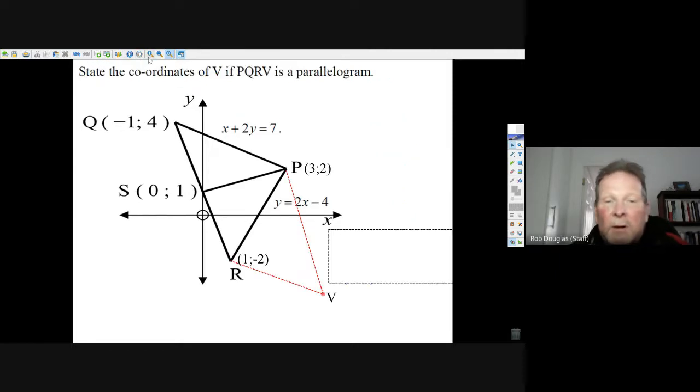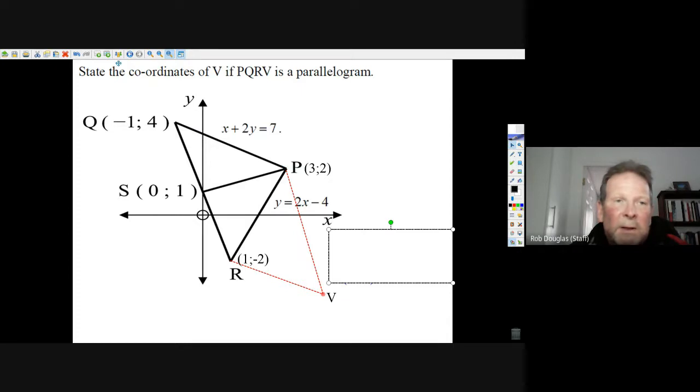The last question is really an easy one if you know what to do. First it says PQR. The only place V could be is down here. Well, how am I going to make sure that it's a parallelogram? It's only 2 marks, though, 1 for each coordinate. How could I find it easily? And this is what you do. You just look at Q and go, hey, from going from -1 to 3, I went 4 to the right. Going from 4 to 2, I went 2 down.